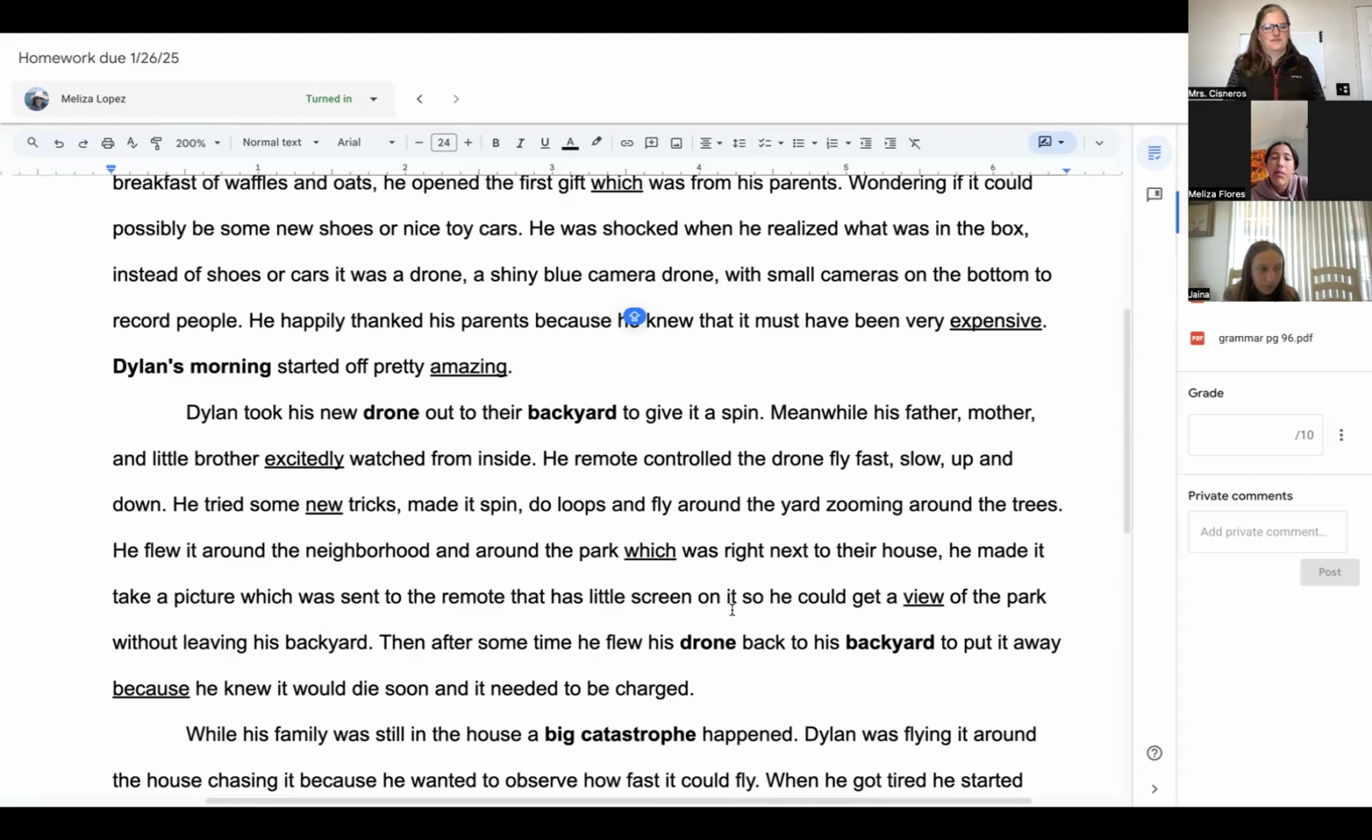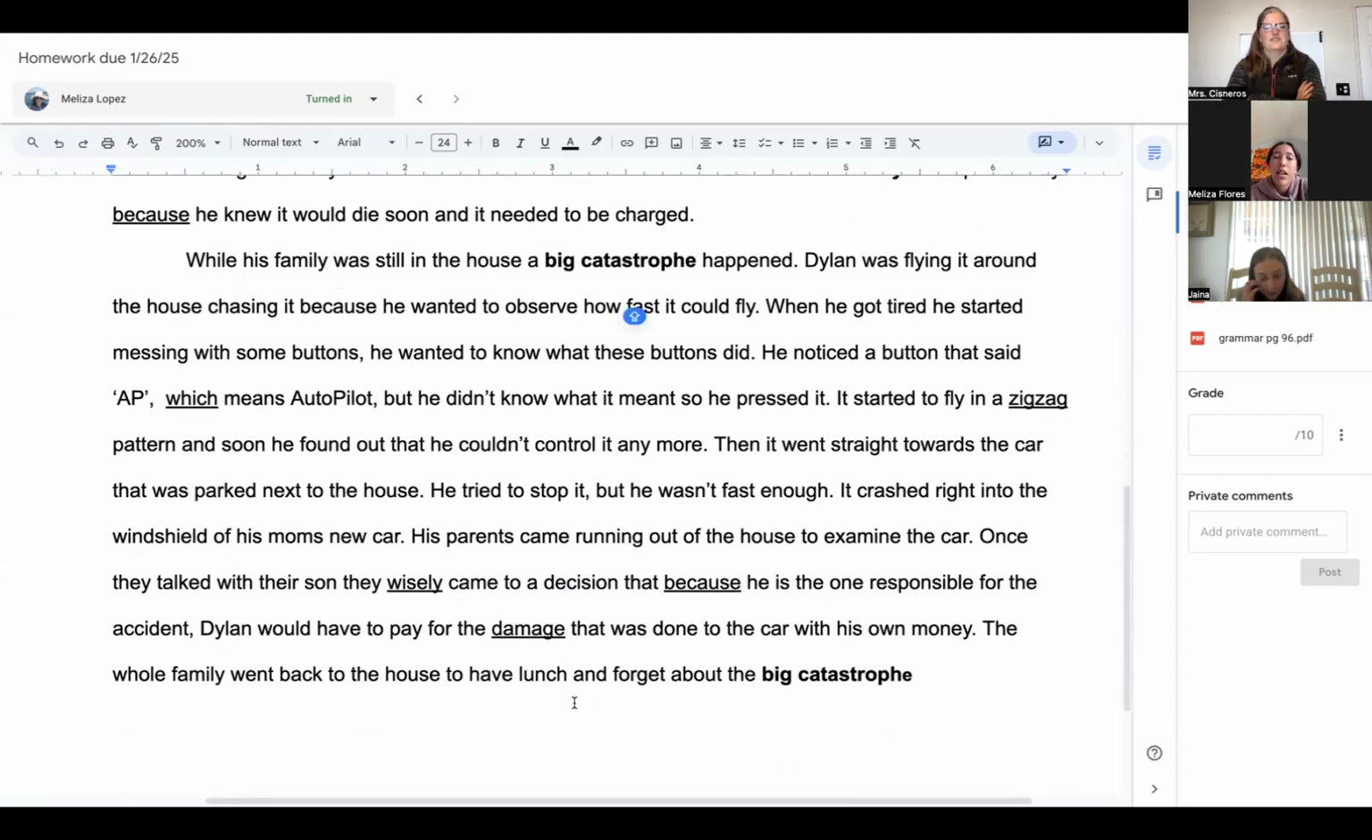He made it take a picture which was sent to the remote that had a little screen on it so he could get a view of the park without leaving his backyard. Then, after some time, he flew his drone back to his backyard to put it away because he knew it would die soon and it needed to be charged.